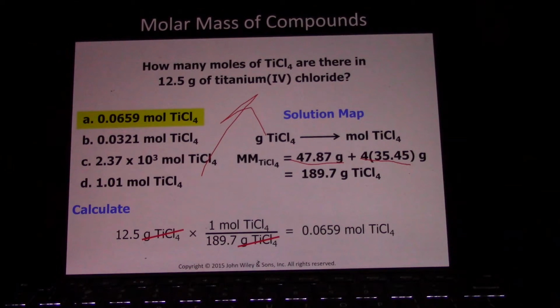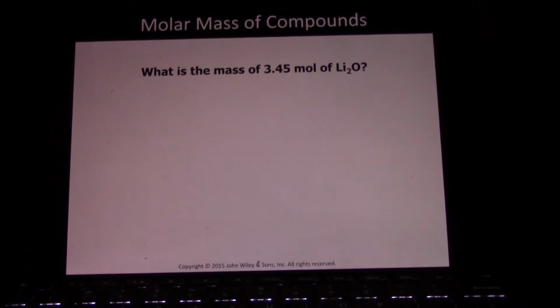So it's just like before, except now you have to find the molar mass of the compound because the periodic table only gives you the atomic masses for each atom. And when you have molecules, you have to add up the atomic masses of the atoms in the molecule to get the molar mass of the molecule.